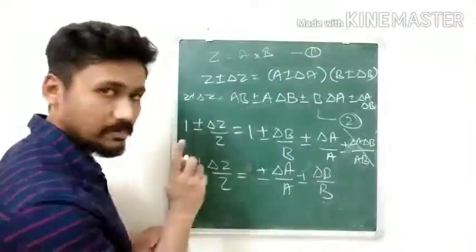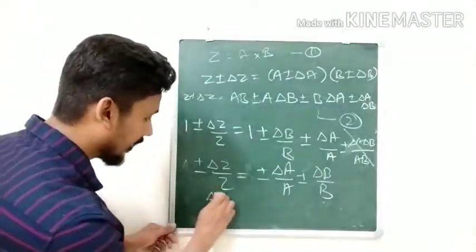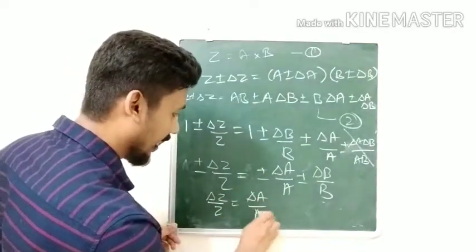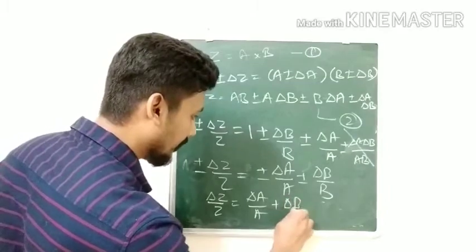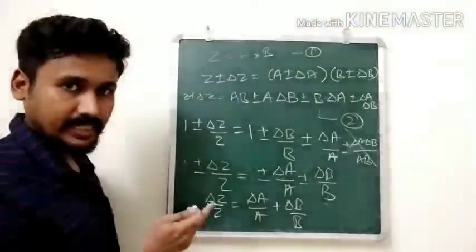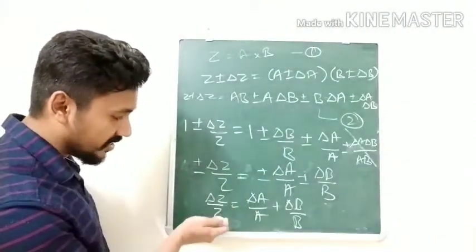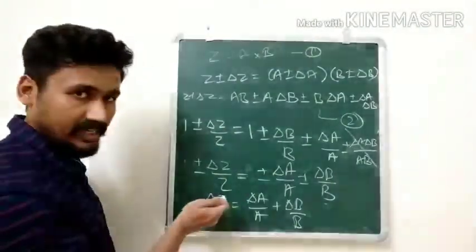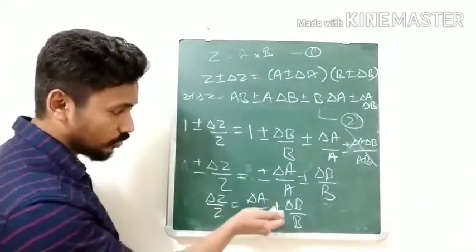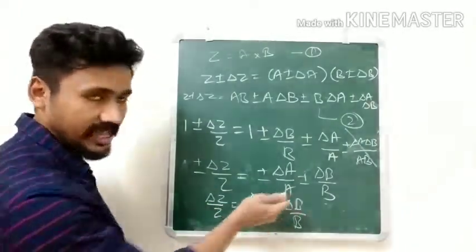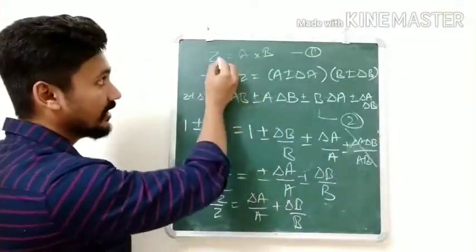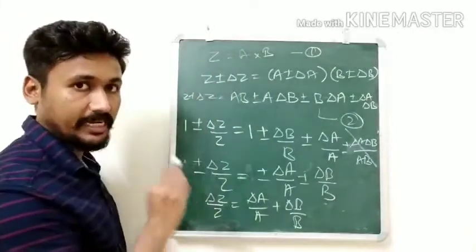What will be the maximum value? Maximum value will be delta Z by Z is equal to delta A by A plus delta B by B. What do you understand? Delta Z by Z. This is mean absolute error divided by the mean value. So this is actually giving the relative error. So the relative error of the combination is equal to the sum of relative errors of the individual measurements. Okay, so this is what happens when Z is a multiplication of A and B.